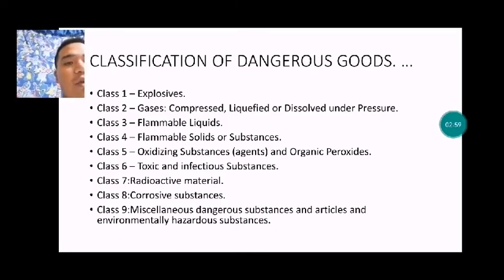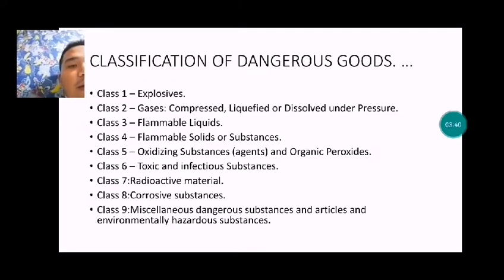And number 5 is oxidizing substances, agents, and organic peroxides. Oxidizing materials or substances are not necessarily combustible but may cause or contribute to the combustion of other materials when giving off oxygen. And number 6, toxic and infectious substances. Toxic substances are liable to cause death or injury or harm human health if swallowed, inhaled, or by skin contact.